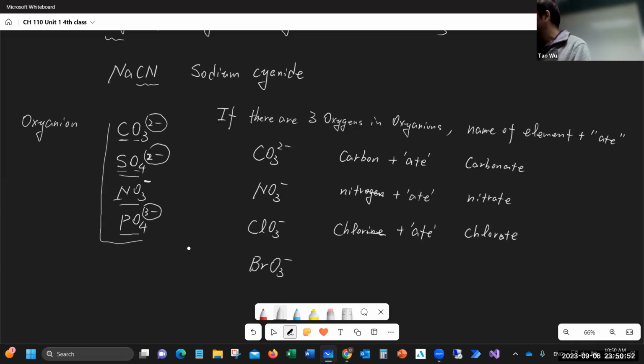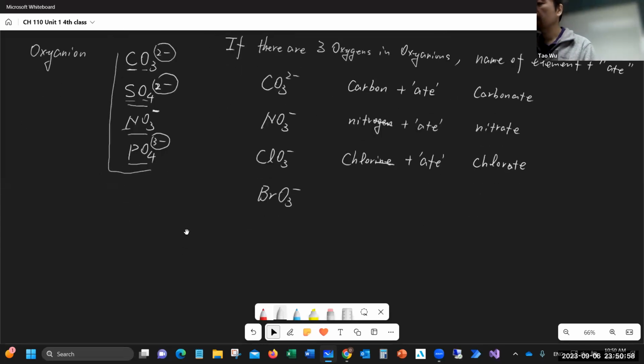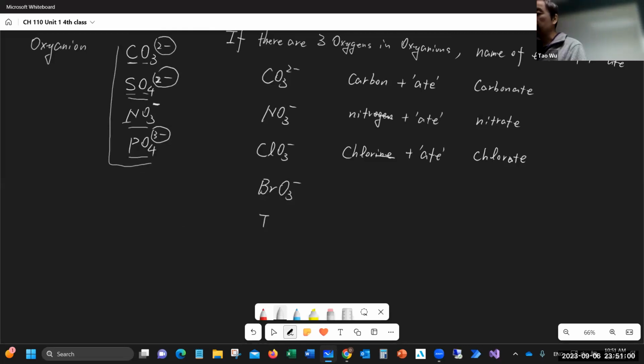Again, this is a bromine, and you can think about what is the name for this one, and what is the name for this one. IO3 minus. This is a bromine. This is an iodine. You're gonna have an ATE ending. This one also has an ATE ending. Okay, what about this part?